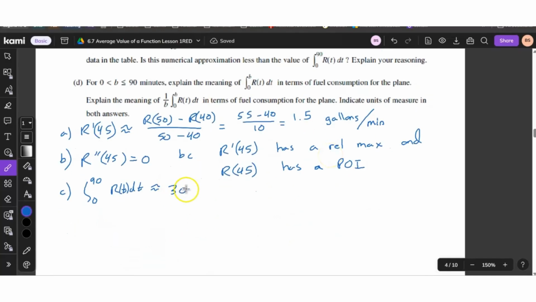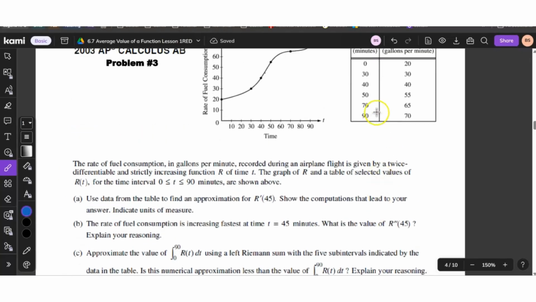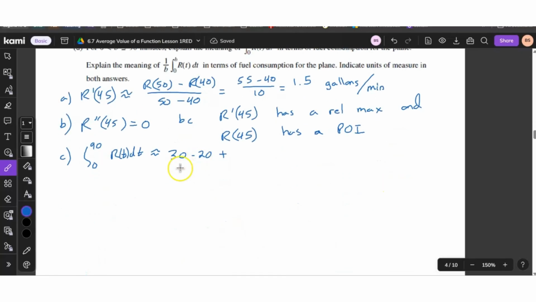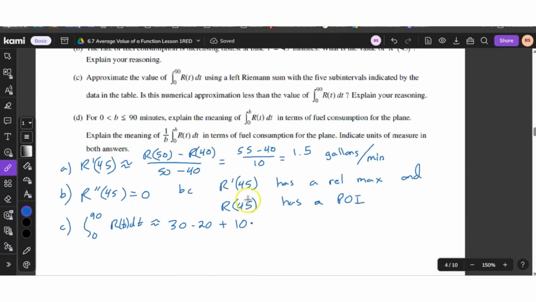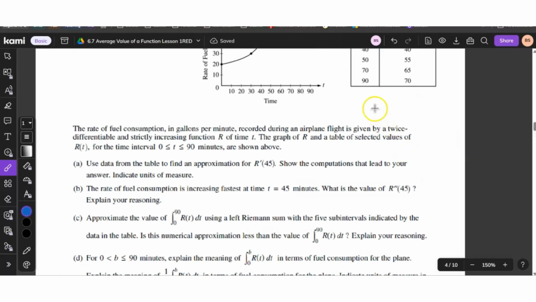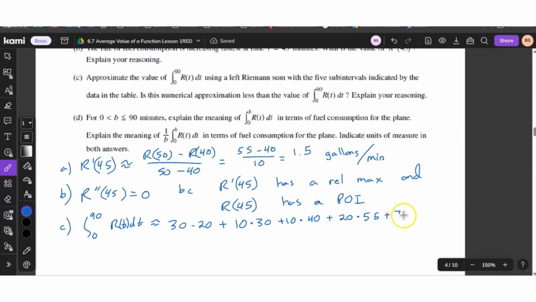So it's 30 times 20 plus our next one. I think the rest of them are all 10, aren't they? No, they're not. So 10, 10, 20. Yeah, so this one's 10, a width of 10 times what's our height? 30 this time. Plus a width of 10 times 40, I think it was. Yes. Plus a width of 20 times what? 55. And what's the width of the last one there? 20 again. Yeah. 20 times 65.